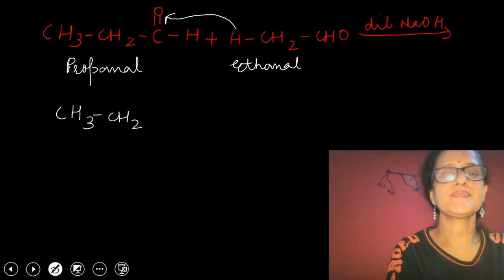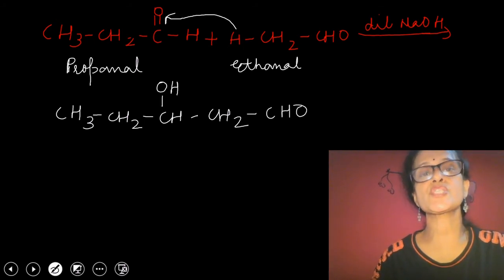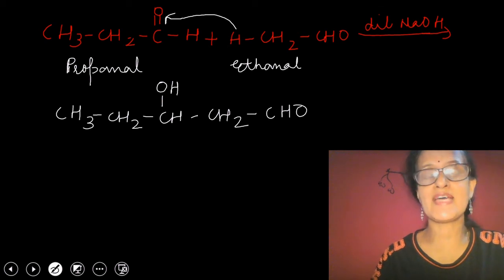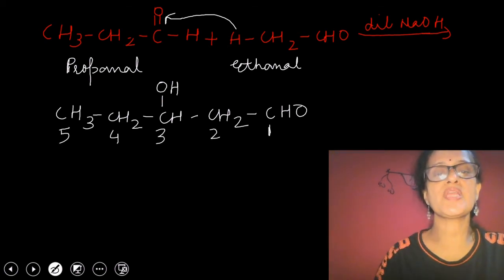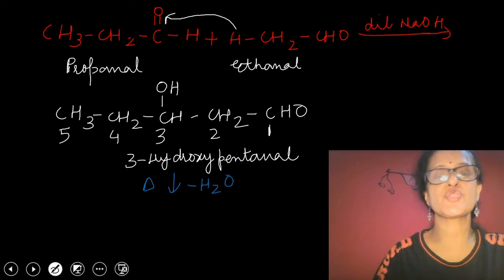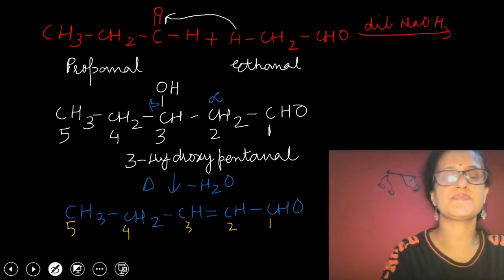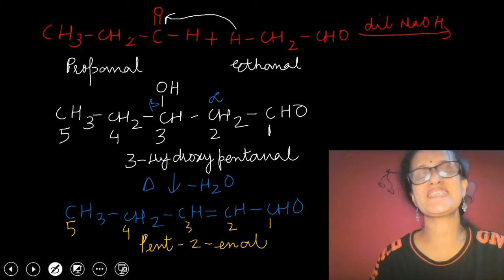CH2, CHOH, CH2, CHO. So this product is also called a cross-aldol product because this is formed by the reaction between two different aldehydes. The name of the product will be 3-hydroxypentanol. So 3-hydroxypentanol, on further heating, results in the formation of an alpha-beta unsaturated aldehyde. The product's name will be pent-2-enol. I hope it is clear to you.